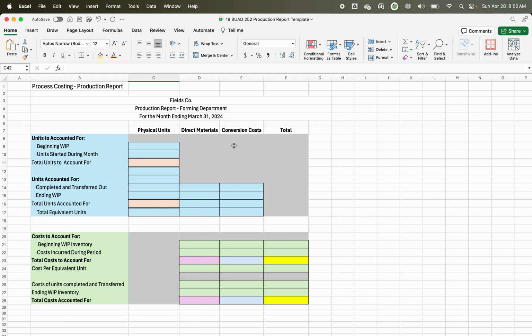And theoretically, a company could have many of these departments, and you're trying to keep track of the costs of each department. So the top part of this production report takes care of units. So this is the physical units. It could be pounds, it could be units, it could be whatever you're keeping track of. And the bottom, which I have coded in green, is the money. So how much those units were worth. And really all we're doing is tracking that.